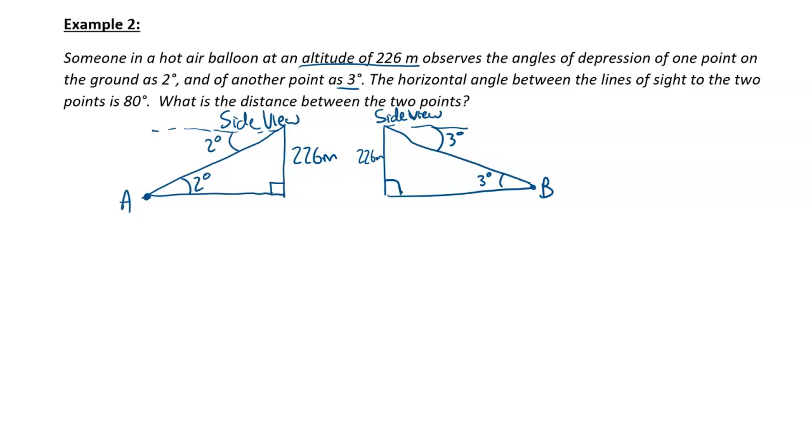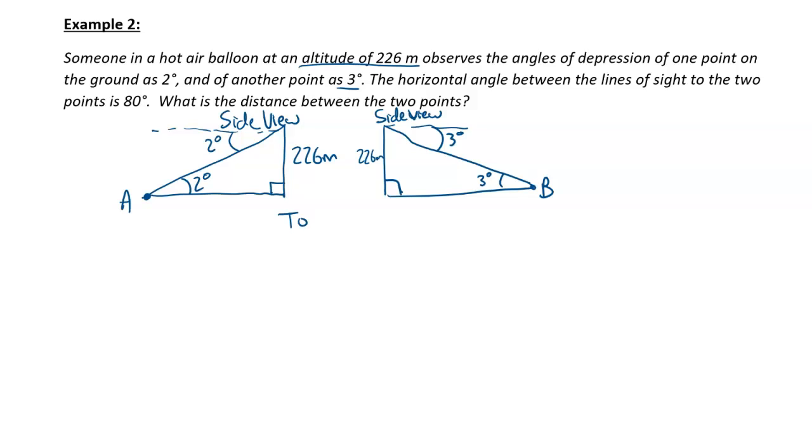Now, the mistake that people make is they just stick these two together and say, doesn't that just mean I could just add this length to this length and figure out the length from A to B? Well, it's not that simple because of the last statement. The last statement says the horizontal angle between the lines of sight to the 2 points is 80 degrees.